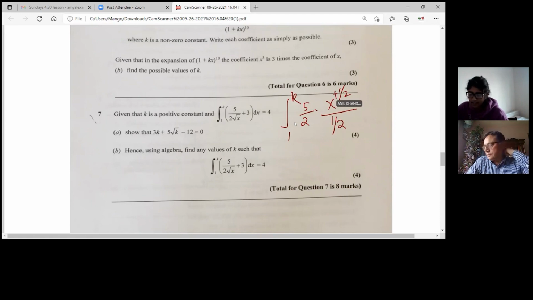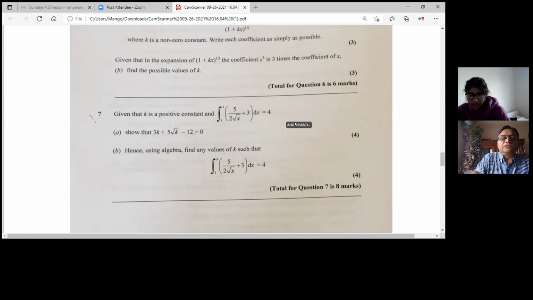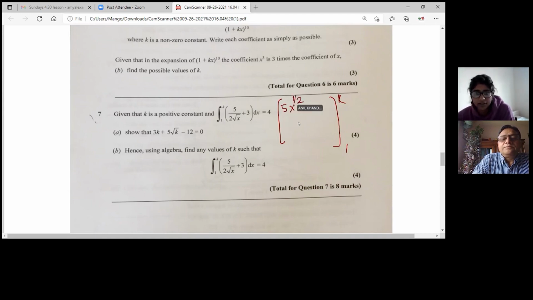So when I finally did, I got 5x to the power of half plus 3x. Let's write down the answer which you got. What do you get from 1 to k? The integral of this is 5x to the power of a half plus 3x. Those fractions cancelled, 2 times half, yes, they will cancel, correct. And this is equal to 4, correct?